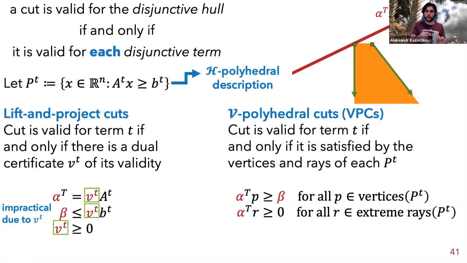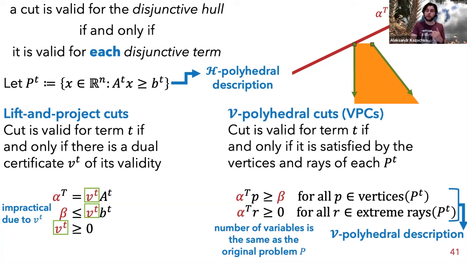Instead of saying the cut is valid for each term because of a dual certificate, we'll say that each cut is valid for term t if and only if it is satisfied by all the vertices and rays of each of those disjunctive terms. And this system now is just in variables alpha and beta, but what you have to do is enumerate all the vertices and extreme rays of your polyhedron P, which we assume has at least one extreme point, by the way, at least on the theoretical side. We don't need that for the practical side. And this is called the V-polyhedral description. And now the number of variables is the same as the original problem P. And therefore, at least theoretically, that's a computationally attractive option. The question is then, how do we use that in practice?